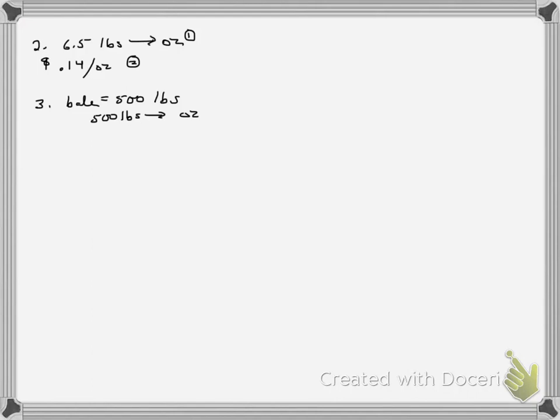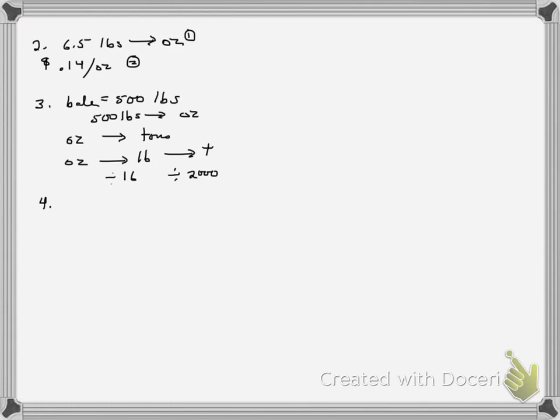Then the second part of the question says, what part of a ton is a bale? So you would take your ounces and you want to convert it to tons. Well, how do I do that? I would take my ounces, convert it to pounds, and then convert it to tons. I would convert it to pounds by dividing by 16, and I would convert it to tons by dividing by 2,000. Hopefully that's straightforward to you, and let's look at the last one.